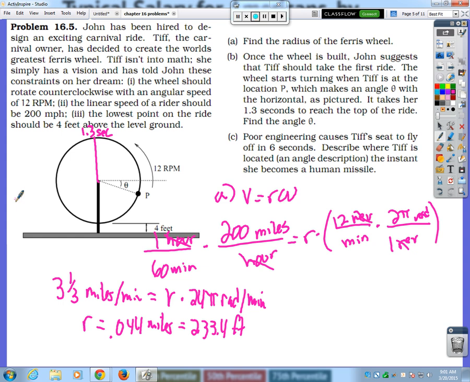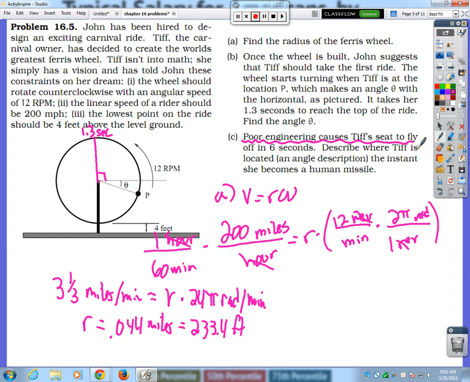How in the world do we do that? The wheel starts at location P, which makes the angle theta with the horizontal. Well, I guess we know that this is 90. We can find this whole angle and then subtract theta from this. This is going to be 90 because this is horizontal. We can use the fact that she traveled 1.3 seconds to find this angle and then subtract. Wait until we get to part 3.